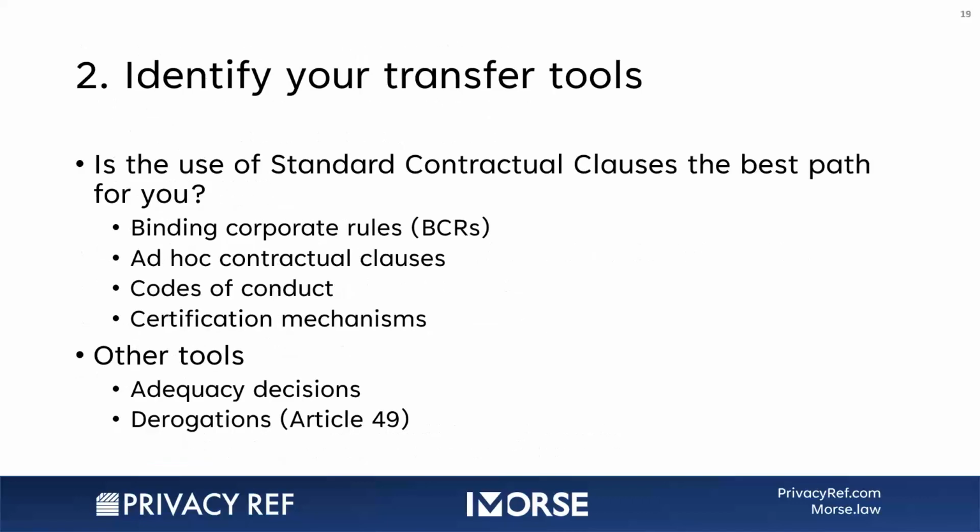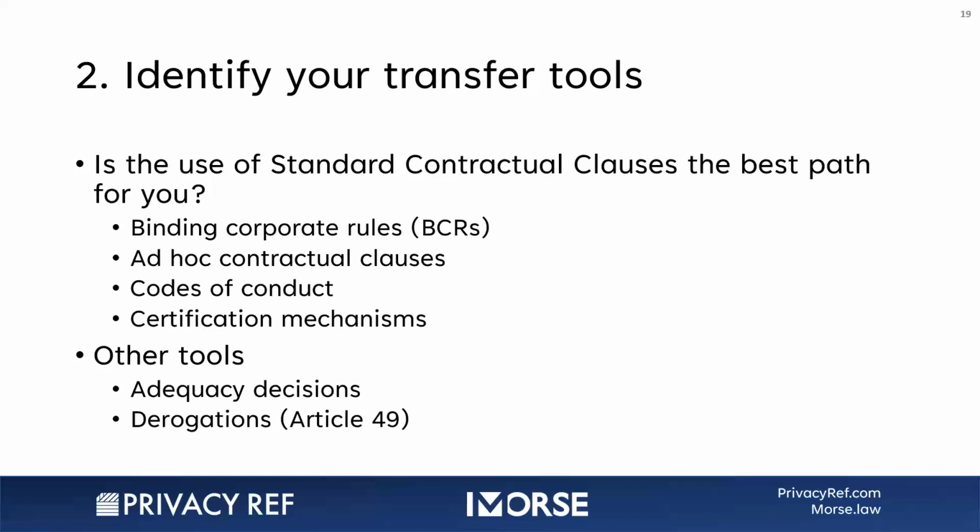You then want to figure out what your transfer tool is. We've been talking specifically about standard contractual clauses, but the question is, is that really the best path to go? Have you considered binding corporate rules or ad hoc contractual clauses? By the way, those two have the same concerns as standard contractual clauses for potential surveillance by governments. So you would have to put in some sort of mechanism to actually go and protect that data that the government could potentially surveil. There are codes of conduct and certification mechanisms which are currently in the process of being defined. But again, you want to make sure the data is appropriately protected.